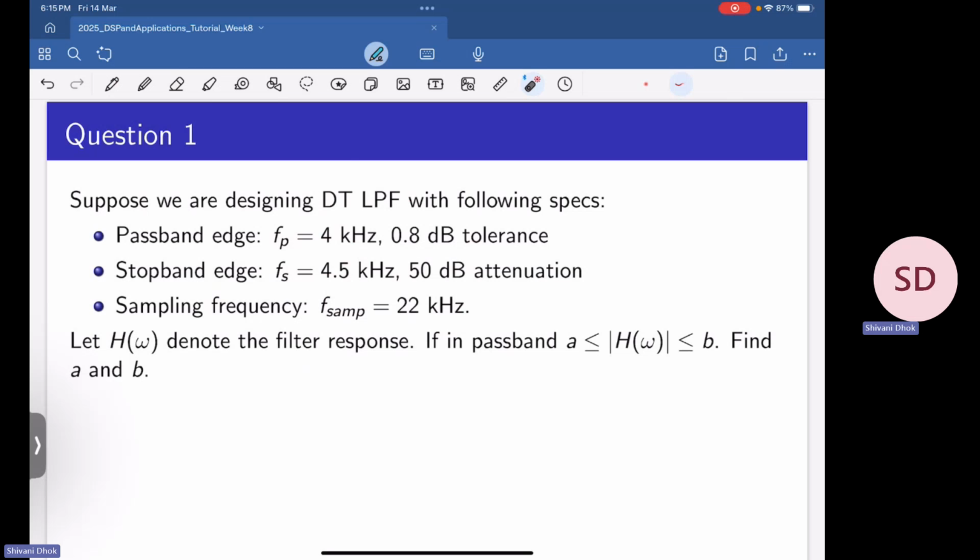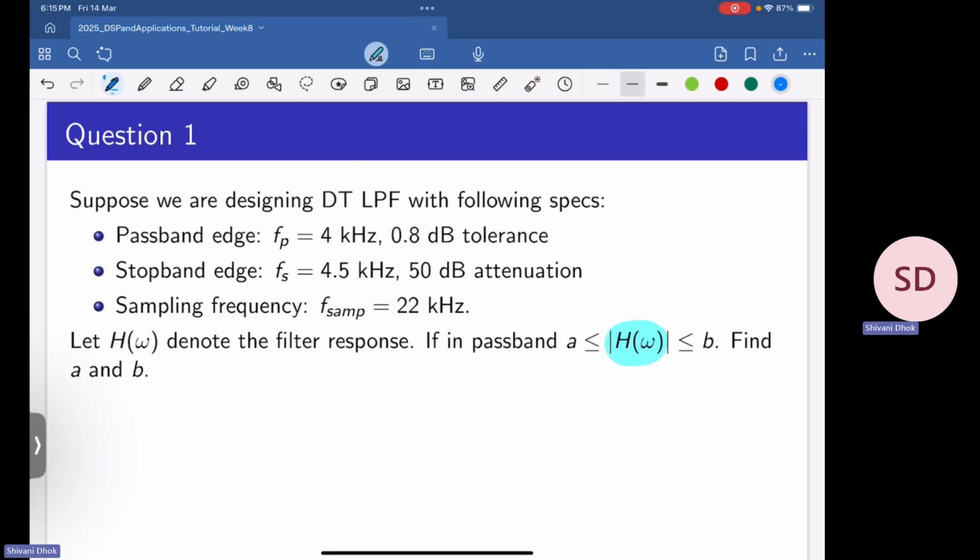Okay, so one thing to note here is we are given this as H of omega. This is the transfer function, the Fourier transform of the discrete time filter. But in the pass band, we want to have the range of A and B. That will be exactly the same as the range of our analog filter. Okay, so it will be the same.